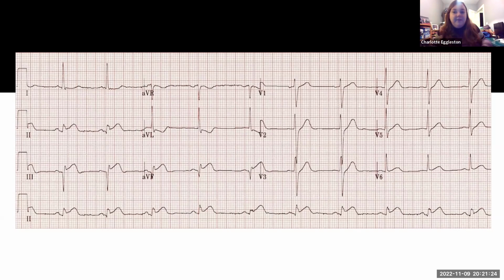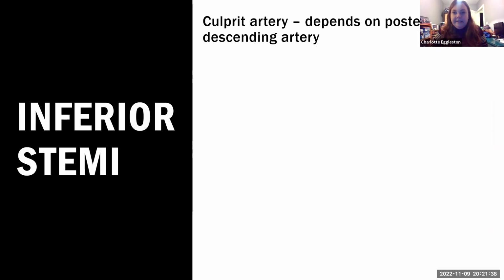I said there's a lot of miming involved with this. So I think this is mainly going to be some ST elevation in the inferior leads 2, 3 and AVF with reciprocal depression in AVL, if that makes sense. So I think we've got an inferior STEMI here.